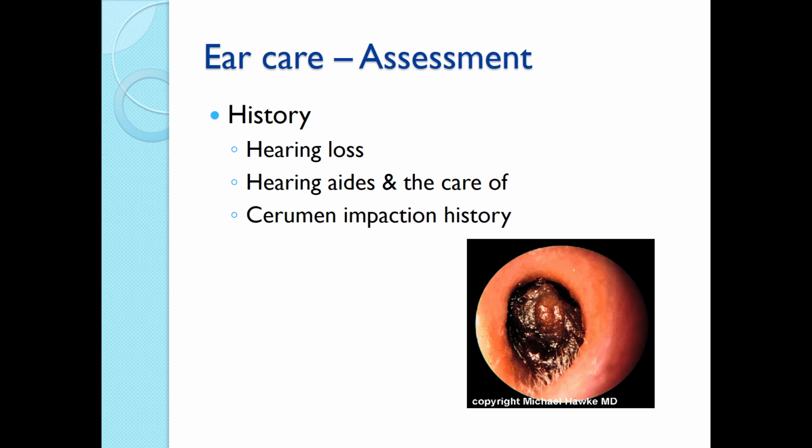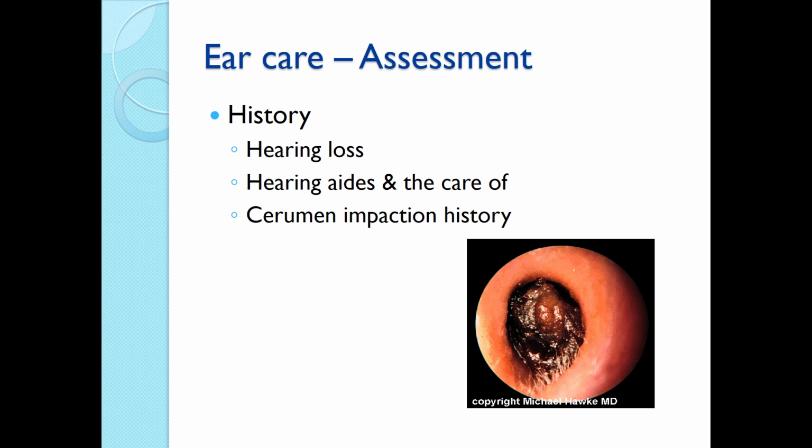So the next assessment would be moving on to the ears. Does the patient have any history of hearing loss, any hearing disorders? Do they use any hearing aids, and do they know how to properly care for those? This picture here shows what we call cerumen, which is earwax.